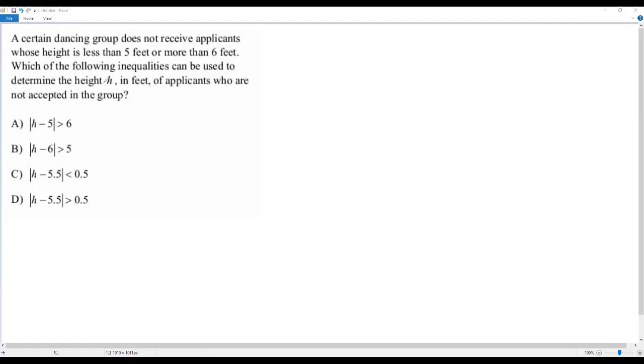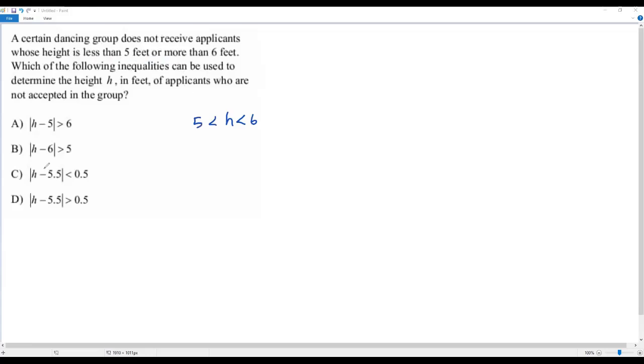accepted in the group? Okay, the question says the applications will not be received from the students whose height is less than 5 feet. That is, height cannot be less than 5 feet and also not more than 6 feet. So height cannot be more than 6 feet. If h represents a height, then h has to be less than 6 feet, otherwise greater than 5 feet, according to the condition we have over here.